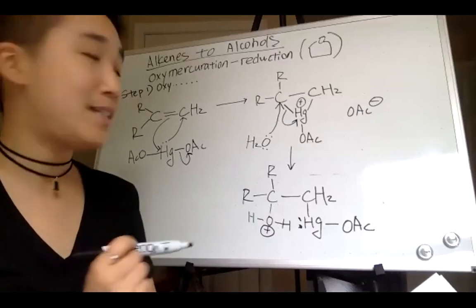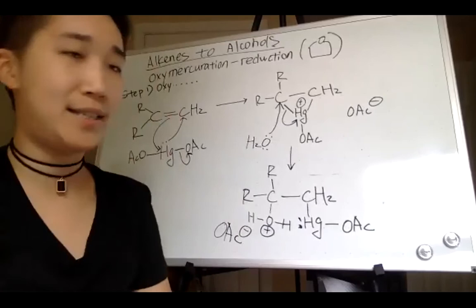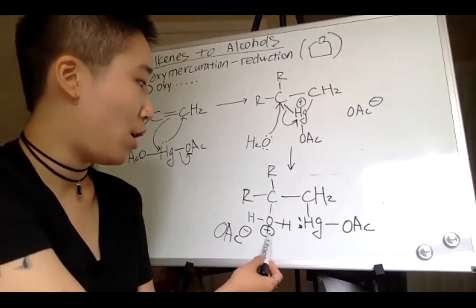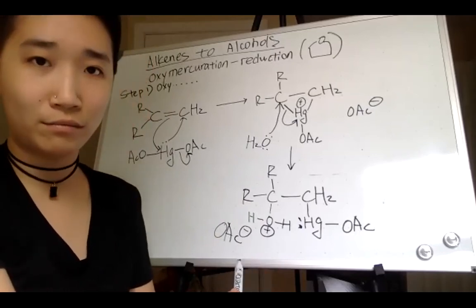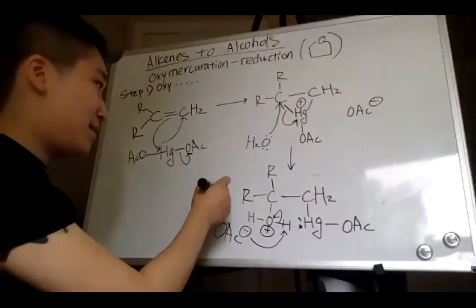So let's not forget that we have this acetate ion floating around from our previous step. What do you think the acetate ion can do to this water with a positive charge? It will attack it. How? The acetate ion attacks the hydrogen, and the electrons between that bond go to the oxygen. Wonderful. That's exactly what happens.